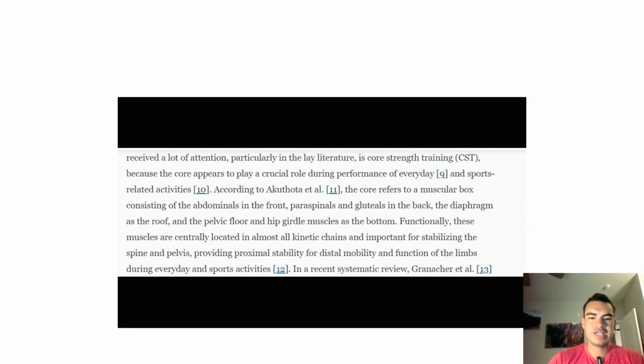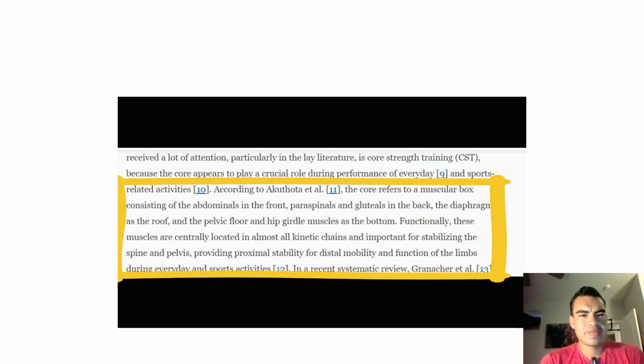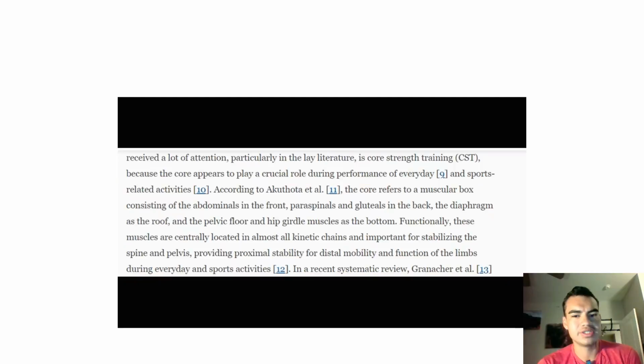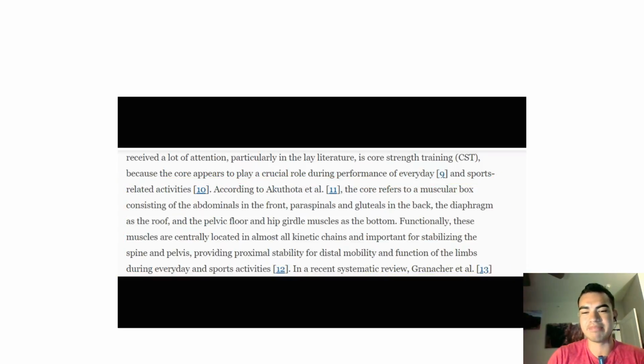So we get right here, and then let's see if this video will play. Yeah. So found this in I can't remember what paper exactly, but they reference Akutada. Her paper and her definition is the core refers to the muscular box. Let's see if we'll play this again. The muscular box consisting of the abdominals in the front, the paraspinals, the gluteals in the back, diaphragm as the roof, and the pelvic floor and hip girdle muscles at the bottom. Functionally, these muscles are centrally located in almost all the kinetic chains, important for stabilizing the spine, the pelvis, providing proximal stability and distal mobility of the function of the limbs during everyday and sport activities.